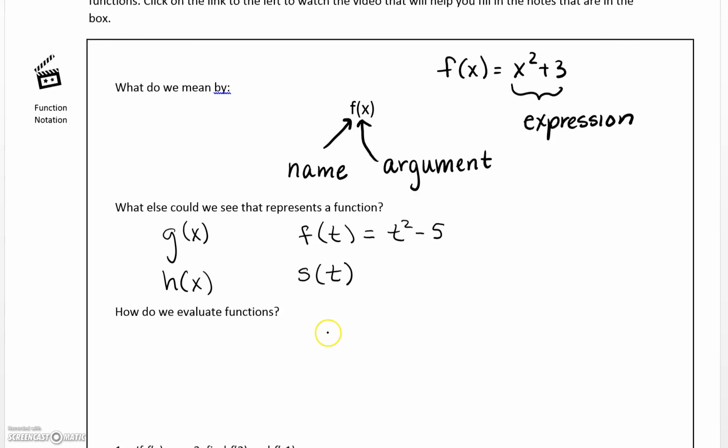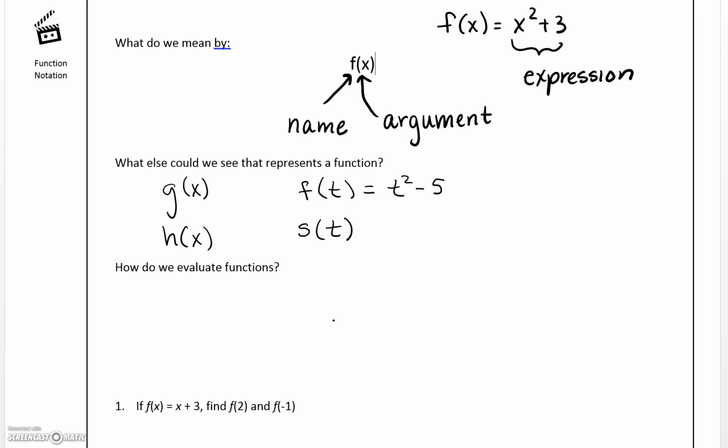Okay, now the question is, how do we evaluate functions? So remember, we've talked about functions being like a machine. So if we have f of x, what we're doing is we're putting in an x value, and we're getting out what we call f of x. This is like getting out our y value when we're graphing it.